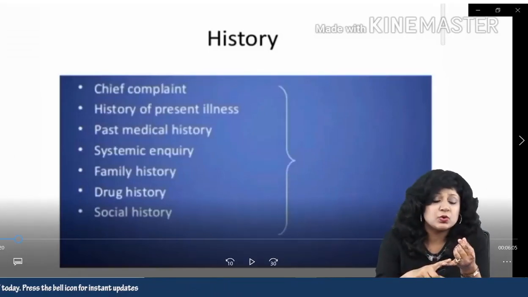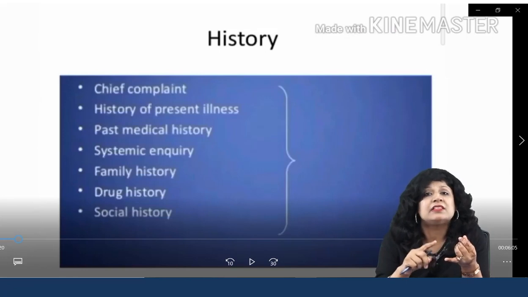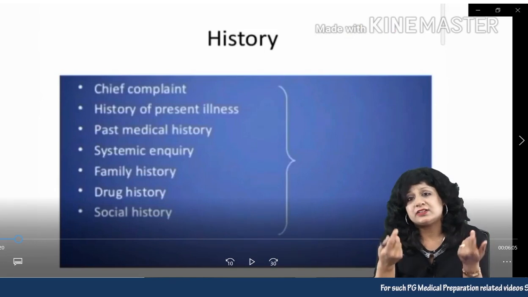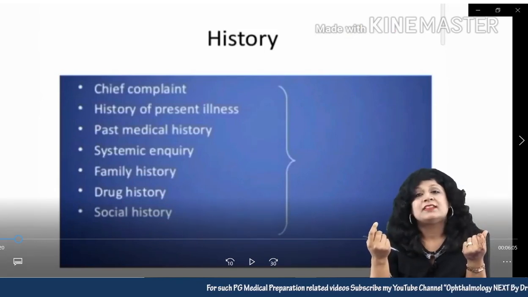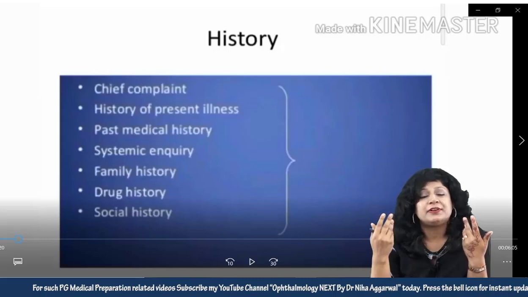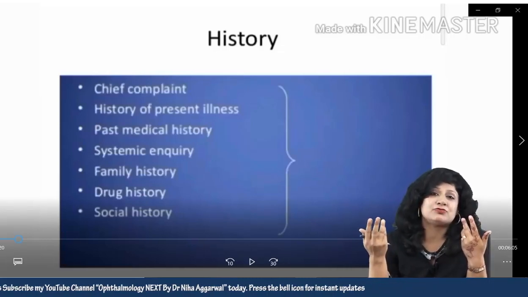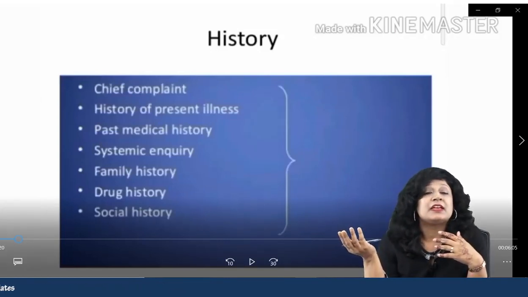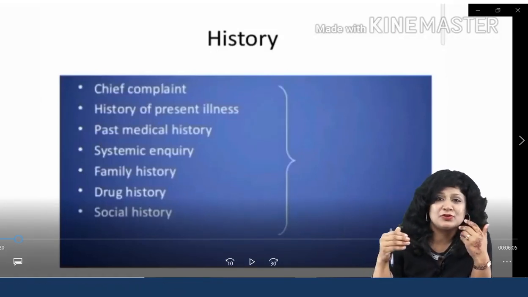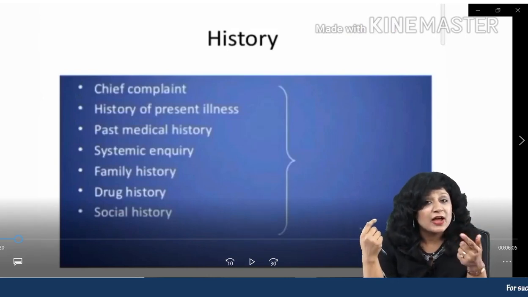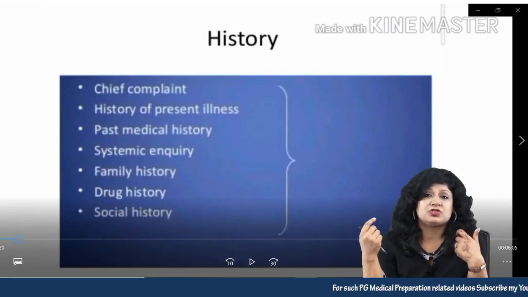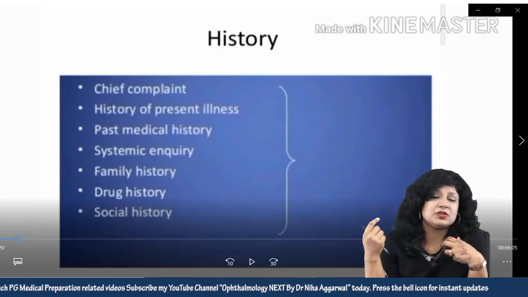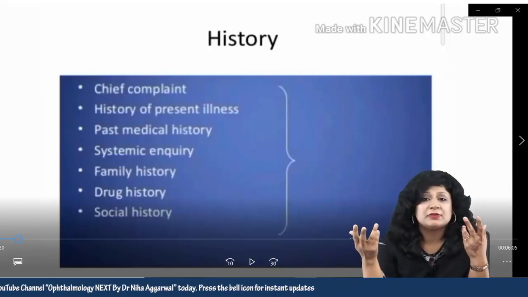Systemic inquiry, as I told you, you have to ask about every single thing. I must say that taking a good and elaborative history is an art, and you will acknowledge one thing: when we as students or interns take the history, it is slightly less compared to the history elicited by the consultant. They also know whom to ask and what to ask. So this is actually a skill. You have to extract the information from them, so it depends upon you how much information you are able to extract.